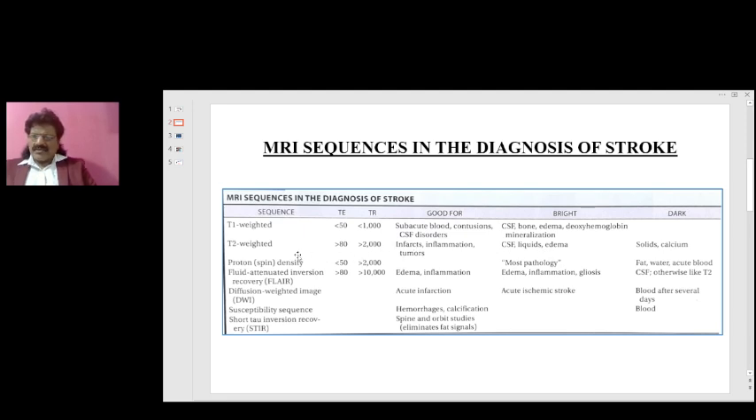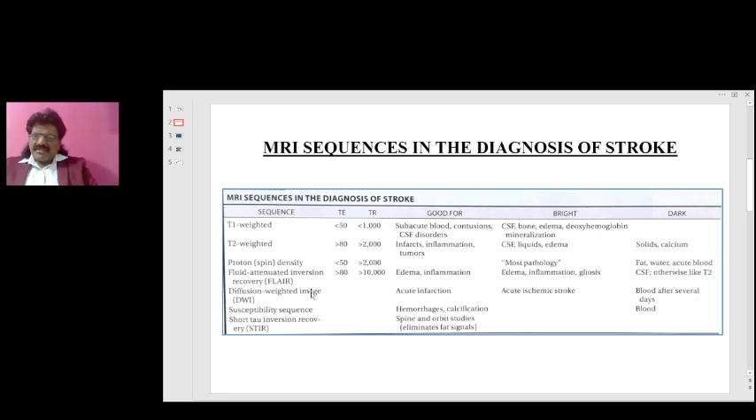The other sequence is the proton spin density sequence, which is bright for most pathology, and the fat, water, acute blood appears dark. But by and large, the sequence which we use commonly is the fluid attenuated inversion recovery sequence, the FLAIR, which is nothing but T2 sequence, but the CSF signal is suppressed, so CSF appears dark. So anything adjacent to CSF can be well made out because the CSF appears dark. So it is good for edema and inflammation, gliosis.